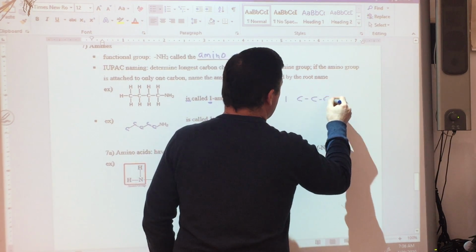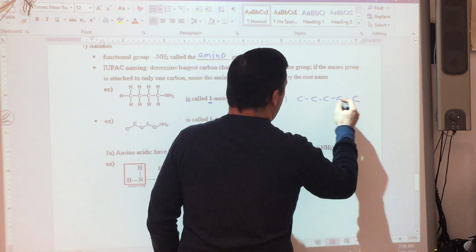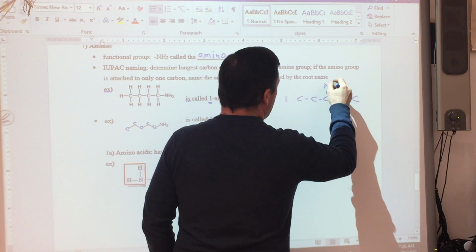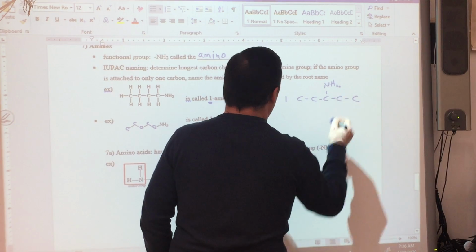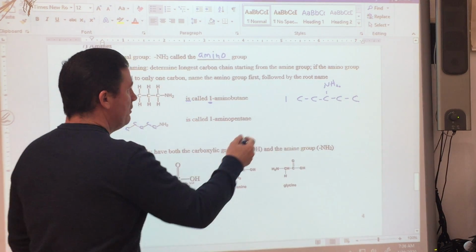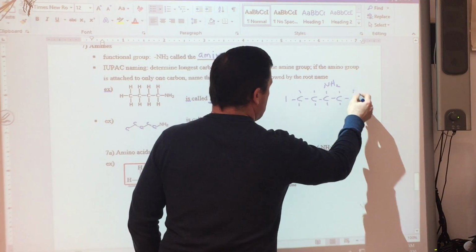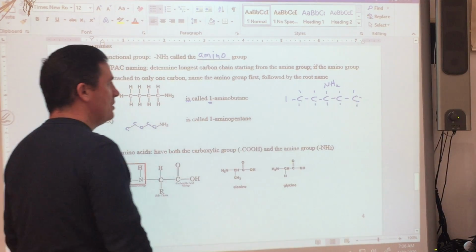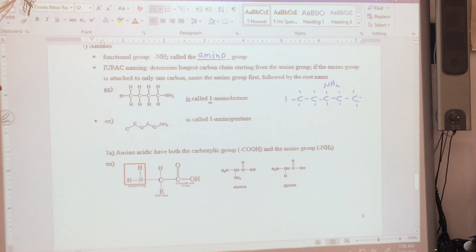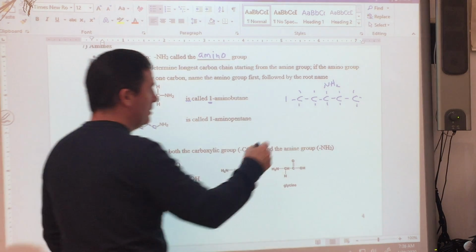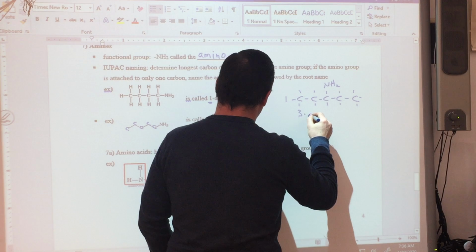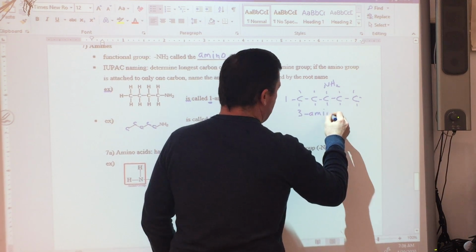1, 2, 3, 4, 5. This would be, if I put all my carbons around it, or excuse me, lines around my carbons, for the hydrogens, this would be 3 amino pentane. 3 amino pentane.